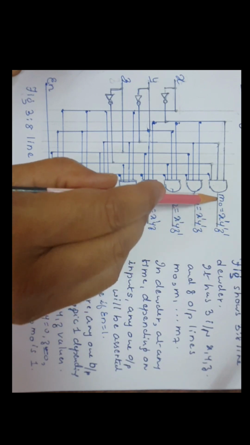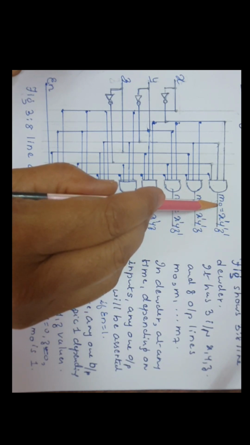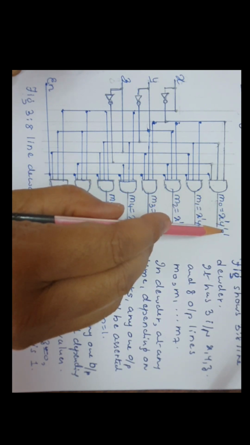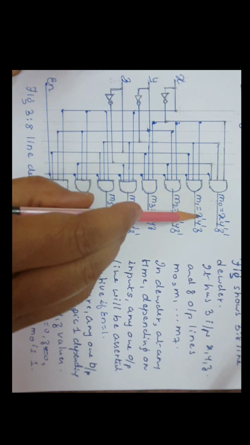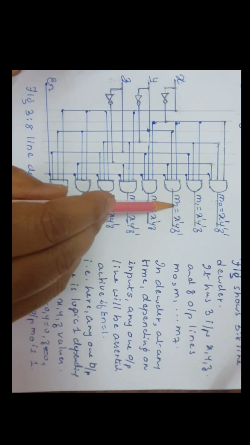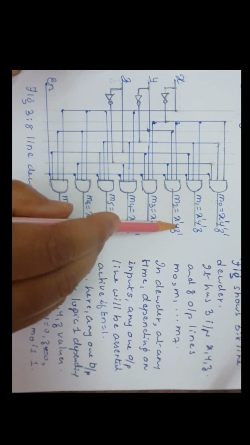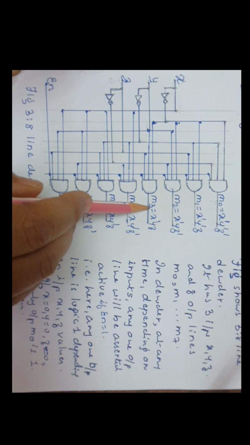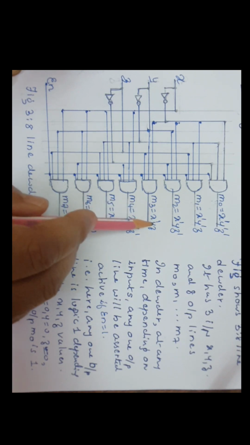So the first minterm is M0. This is decimal 0, with 3 bits it is 0, 0, 0, so x', y', z'. M1 means x', y', z. M2 means 0, 1, 0, that is 2, so x', y, z'. M3 means 0, 1, 1, so x', y, z.